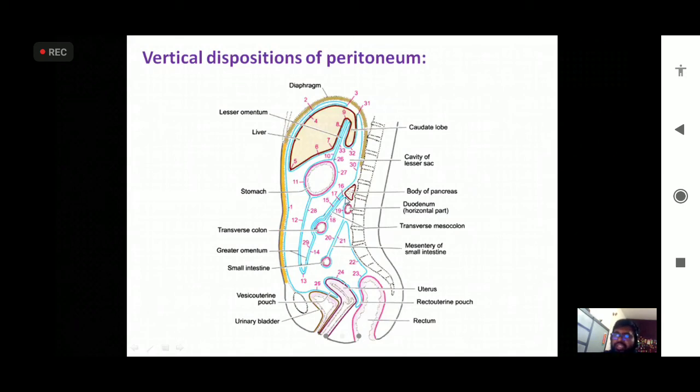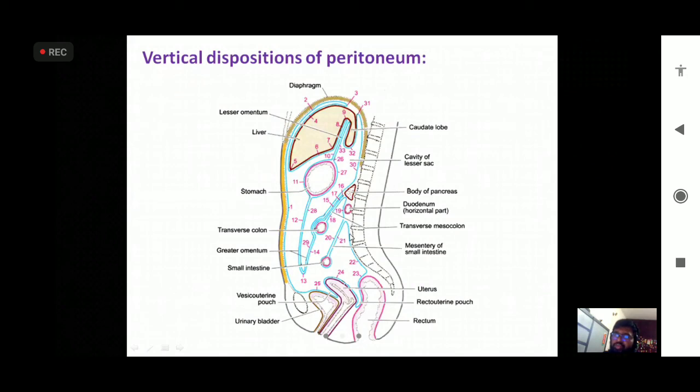Then it is turning and coming, covering the duodenum, the horizontal part of the duodenum. Then it is forming the anterior layer of the mesentery. And now it is getting the small intestine and becoming the posterior layer of the mesentery, and again going to the posterior abdominal wall. So it is going 1, 2, and 3 times to the posterior abdominal wall.